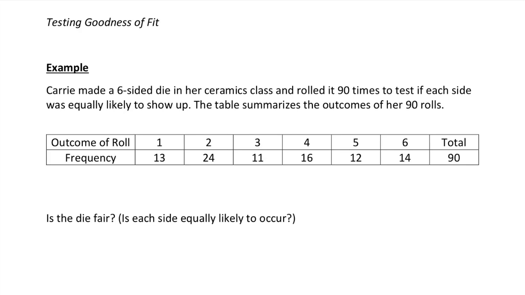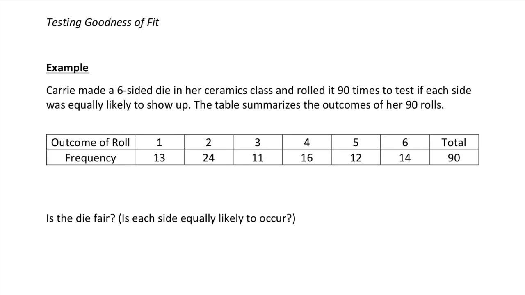So she makes this die, wants to see if it's balanced. She rolls it 90 times, and we can see the frequency of those rolls. So she rolled a 1 13 times, a 2 24 times, and so on. So just looking at that data, if we're asking the question, is this die fair? Is it balanced? It would appear that maybe it's not. The 2 is definitely showing up more often than the others, and a lot more than the others. The question is, when we look at this from a statistical standpoint, do we have that convincing evidence that we've seen before to make a claim that her die is in fact not balanced?